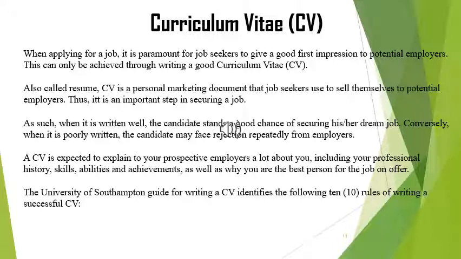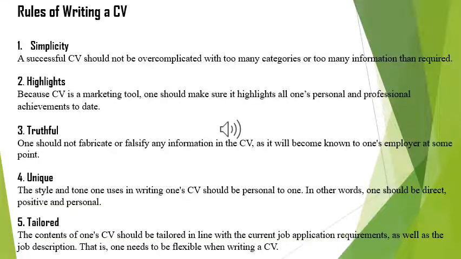Now, there are several guides to writing a good CV which have been identified by the University of Southampton. There are 10 of them, and this is what we are going to look at in the next slide. The first rule in writing a CV or resume is simplicity, because a successful CV should not be overcomplicated with too many categories or more information than is required. That is to say, you give exactly what is needed and you move on. You don't go on telling stories about yourself or about your home life and so on. Whatever you need to say should be said simply and straightforwardly.